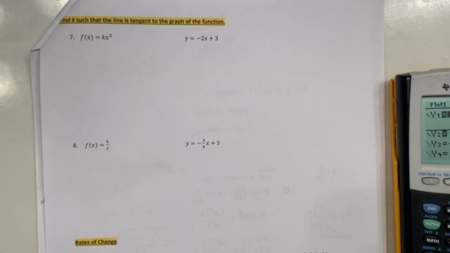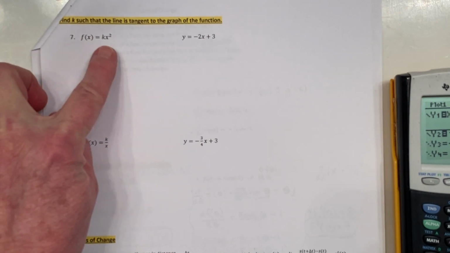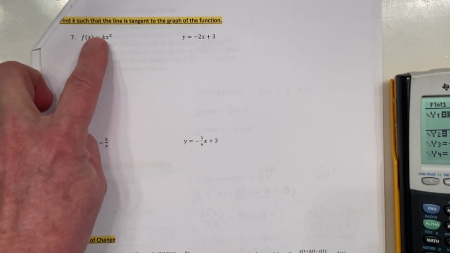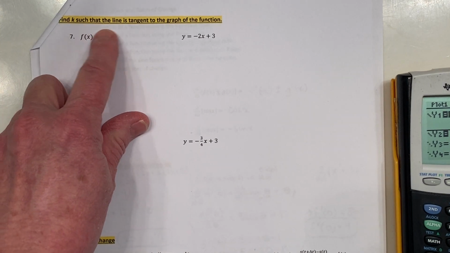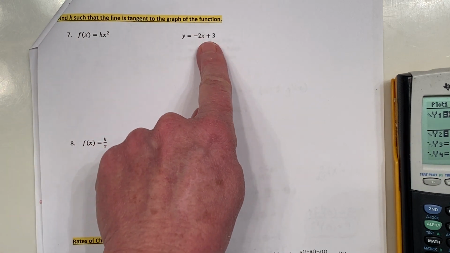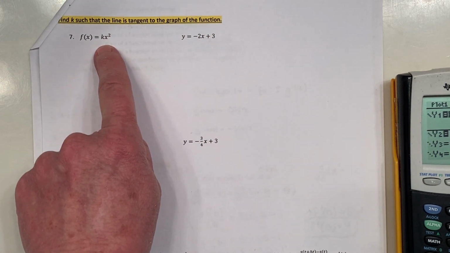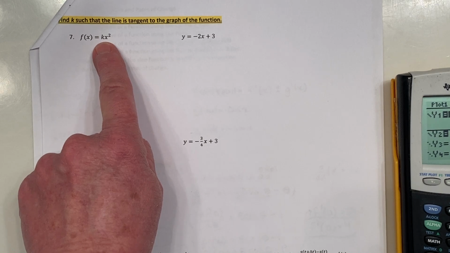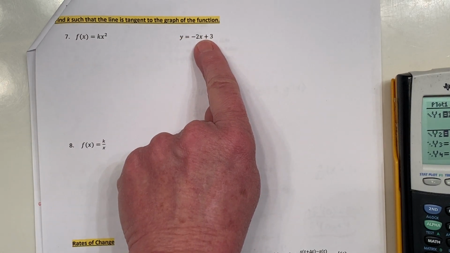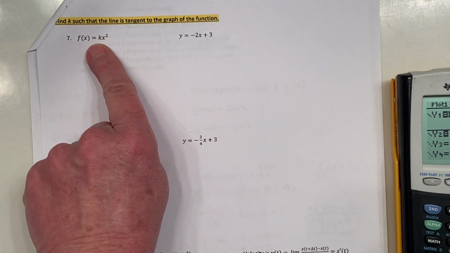All right, so for example 7 and 8, we're going to find a k value. Here's k. It's a constant multiplier. Let's find k such that this line is tangent to the graph of this function. So this line has to be tangent to this function.